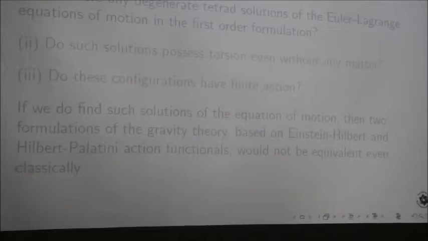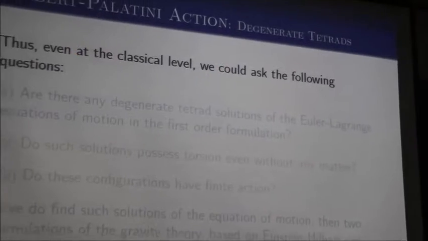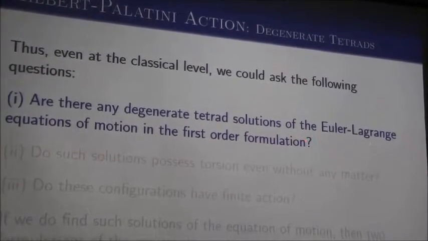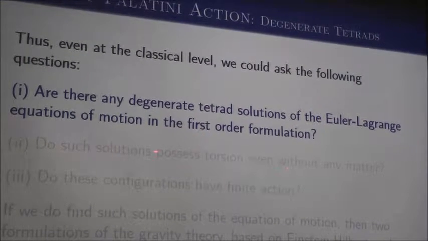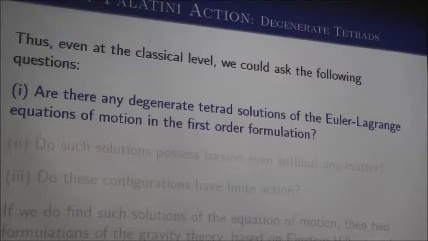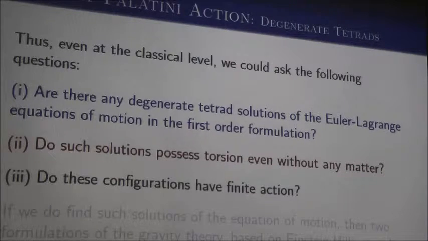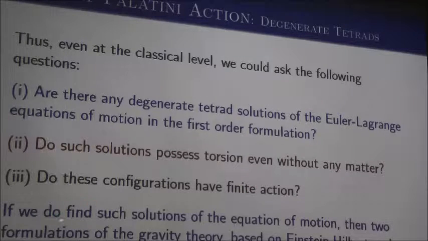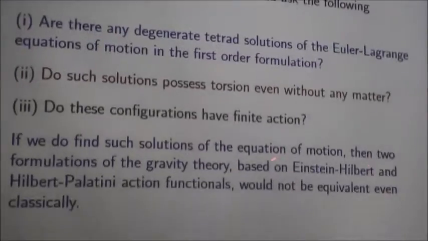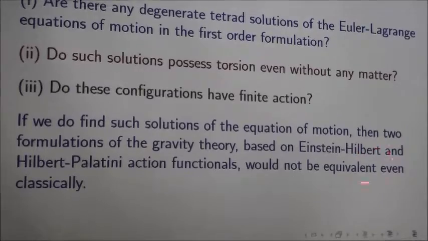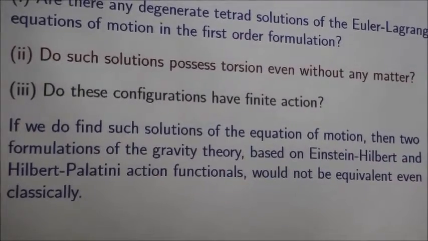So thus even at the classical level, we ask the following questions. Are there any degenerate tetrad solutions of the Euler-Lagrange equations of the first order formulation? Do such solutions possess torsion even without any matter? Do these configurations have finite action? If we find such solutions of the equations of motion, then the two formulations of gravity theory based on the Einstein-Hilbert and Hilbert-Palatini action functions would not be equivalent even classically.